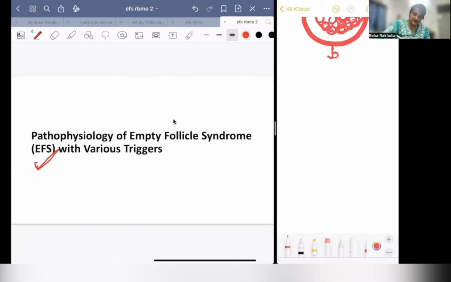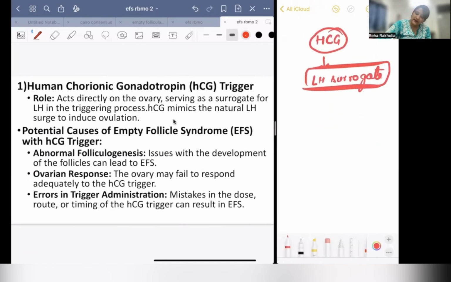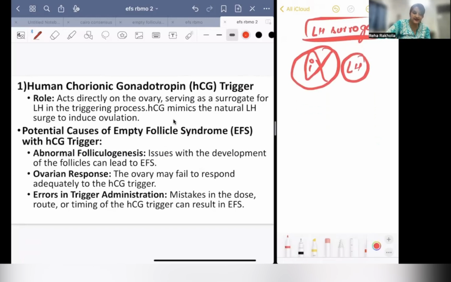Pathophysiology of empty follicular syndrome with various triggers. HCG trigger. HCG acts as an LH surrogate because the alpha unit of HCG is identical to LH, so it can act on the LH receptor. It acts directly on the ovary, serving as a surrogate for LH in the triggering process. HCG mimics the natural LH surge to induce ovulation.